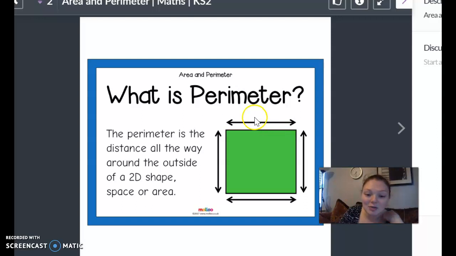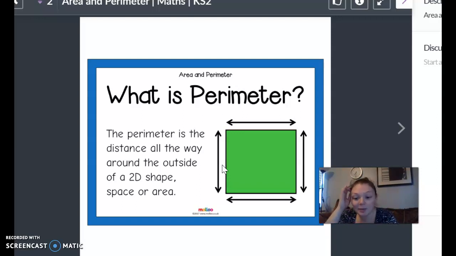So, I know this side is 7, this side is 7, this side is 7, and this side is 7. So, I can do either 7 plus 7 plus 7 plus 7, which is 28, or I can do 7 times 4, which is the same thing, and it's also equal to 28. So the perimeter is 28 feet, and that is a lot of cake. So that is what you're doing.